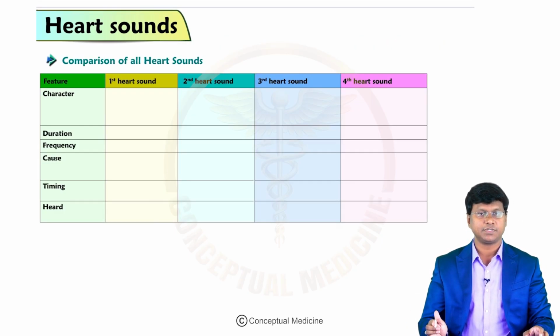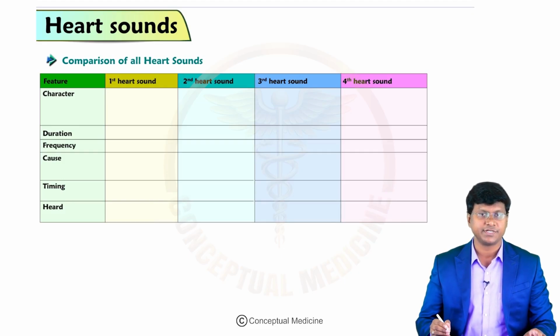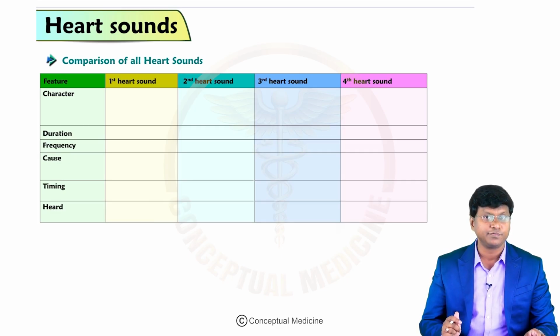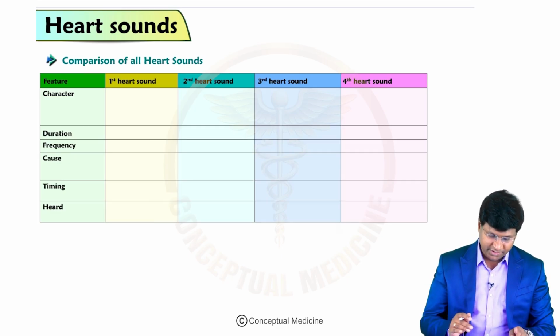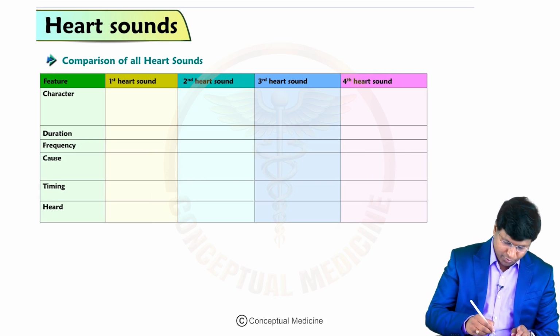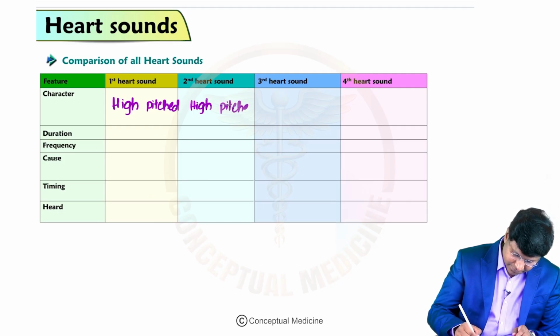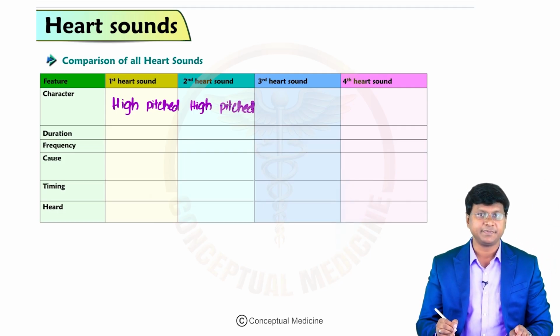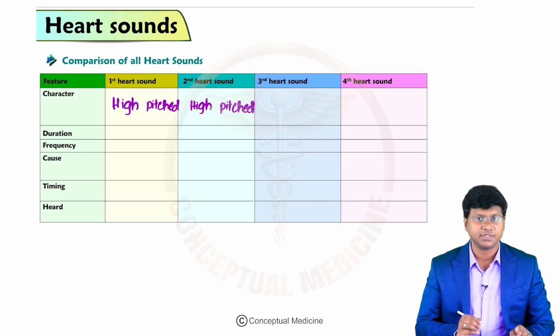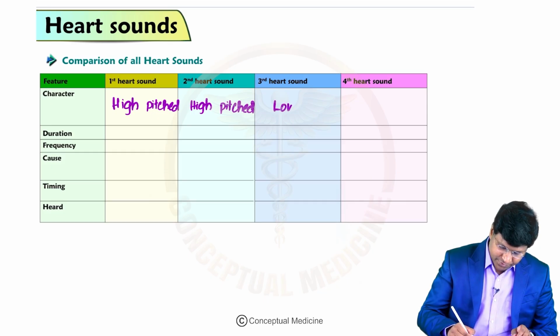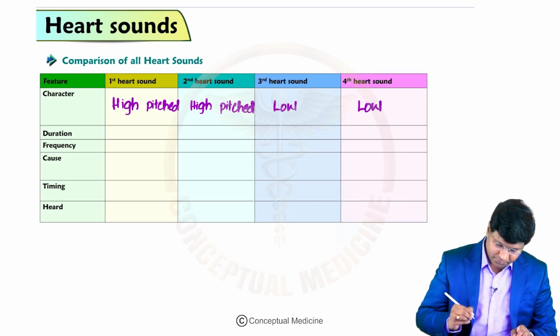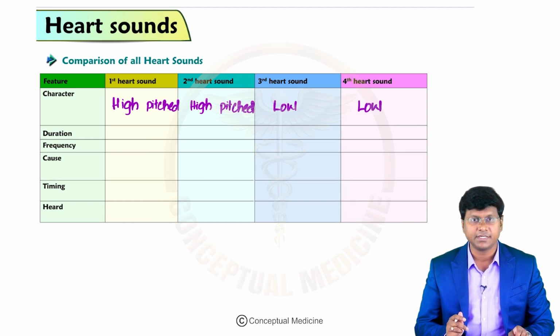So after having discussed the various heart sounds, that is S1, S2, S3, S4, now let me give you the comparison of all the four heart sounds. If you take the first heart sound as well as the second heart sound, both of them are high pitched sounds. Whereas the third as well as the fourth heart sound are low pitched sounds.